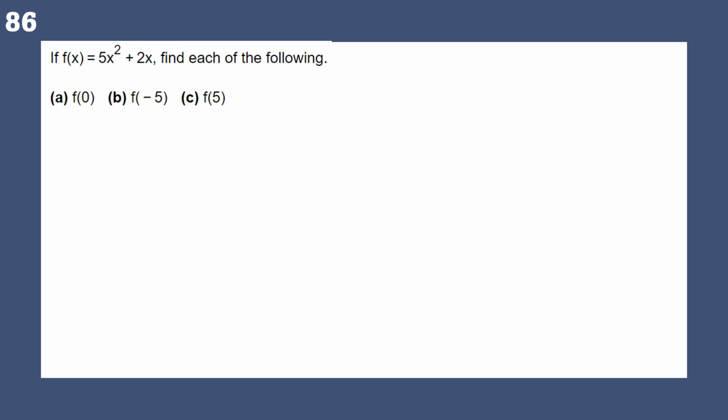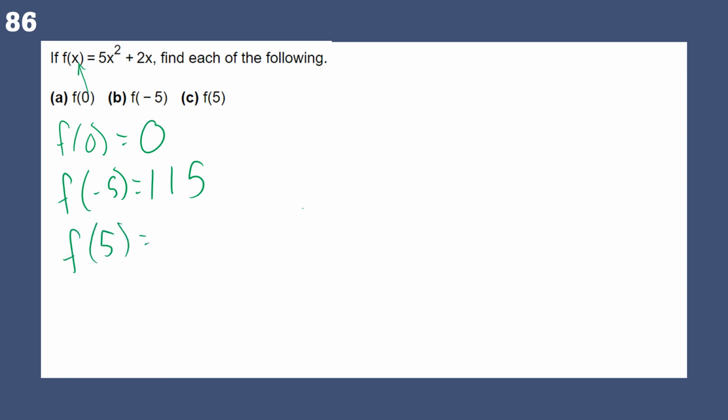For each of these, find the following. And now, do not think this is f times x. That f of x notation is just to say, hey, we've got a function of x. And what I want you to do is plug in, everywhere you see an x, a 0. And so for that, we'd say f of 0. And we plug it in, and what we get is 0. So f of 0 is 0. If we plugged in negative 5, well, what would we get? We get 115. And if we plugged in f of 5, we get 135. And those would be our answers.